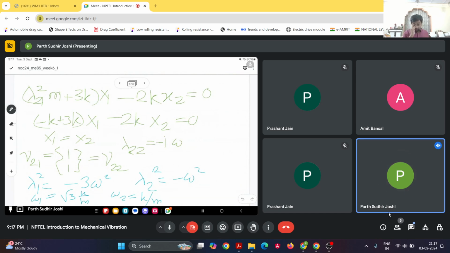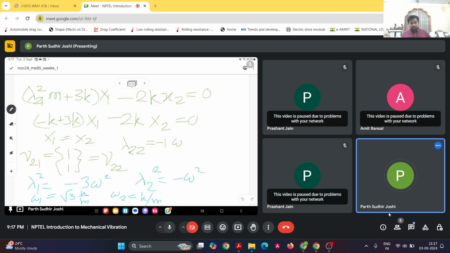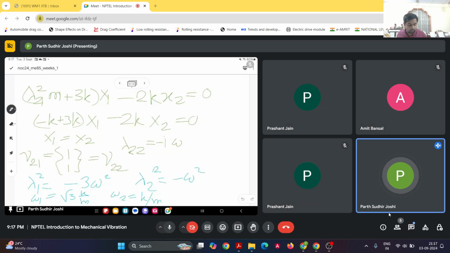See, what we have done here is that we have assumed the solution of the form e to the power lambda t, right? So the magnitude of lambda is generally the natural frequency.